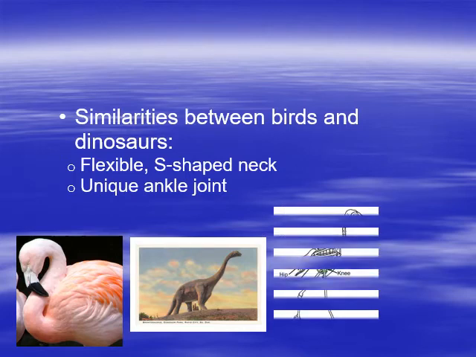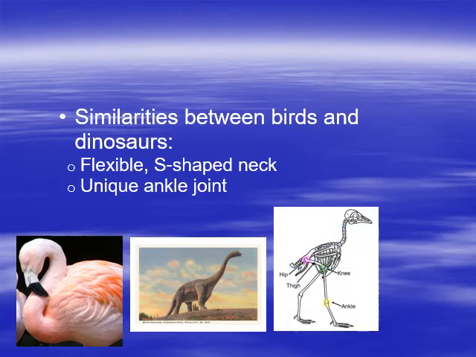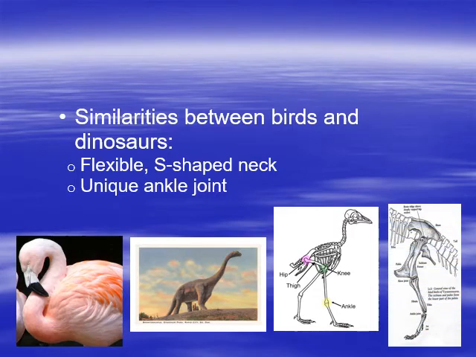Also, they have a unique joint in their ankle, which is highlighted in yellow on the skeleton picture that just came up. That ankle joint shows up only in birds and some dinosaurs. So that's something else that they share that's very close together and shows relatedness to each other.